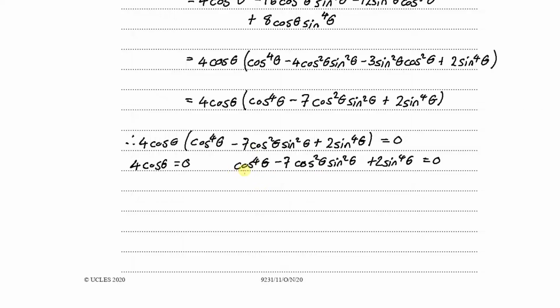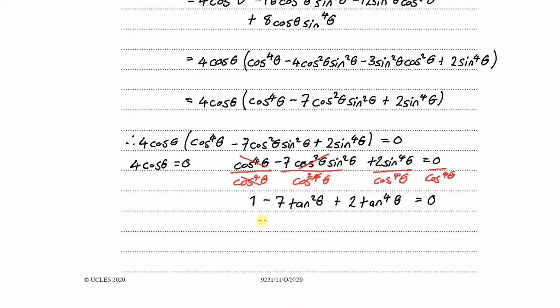So here I'll divide all the terms by cos to the 4 of theta. So cos to the 4 of theta here by cos to the 4 of theta, here by cos to the 4 of theta, and here by cos to the 4 of theta. So cancelling out here, we get 1, and here cos squared theta gets in, and sine squared theta over cos to the 4 theta gives us tan squared theta. So we'll be having minus 7 tan squared theta here. And here sine to the 4 theta over cos to the 4 theta gives us tan to the 4 of theta. That will be plus 2 tan to the 4 of theta, and that's equal to 0.